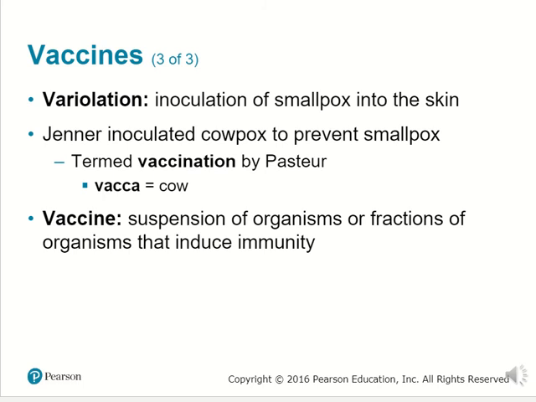Getting into types of vaccines, we're going to talk about a term called variolation, which is the inoculation of smallpox into the skin, or the application of smallpox onto the skin. It was a way that Jenner inoculated cowpox into cows, which helped prevent the future disease and fatal disease smallpox from killing cows. Essentially, a vaccine is a suspension of organisms or parts of an organism to help produce immunity.